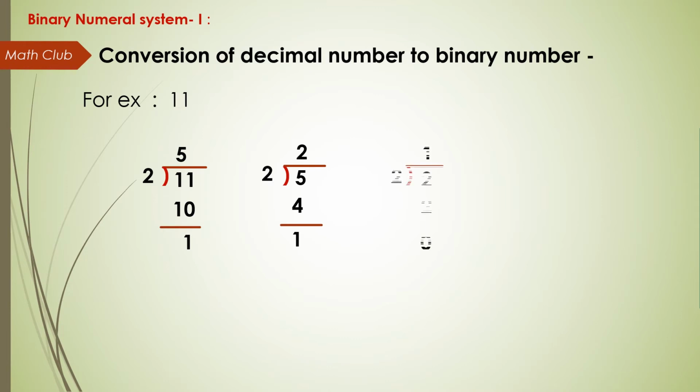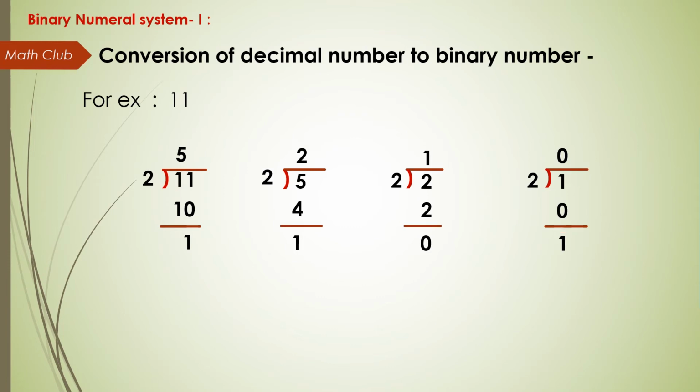Now we will divide 2 by 2. So the quotient will be 1 and the remainder is 0. Now 1 is divided by 2. So we will have quotient 0 and remainder 1. The binary number is represented by the remainders. Writing the remainders from the quotient 0 back to the remainder for decimal number 11, the binary form of number 11 will be 1011.